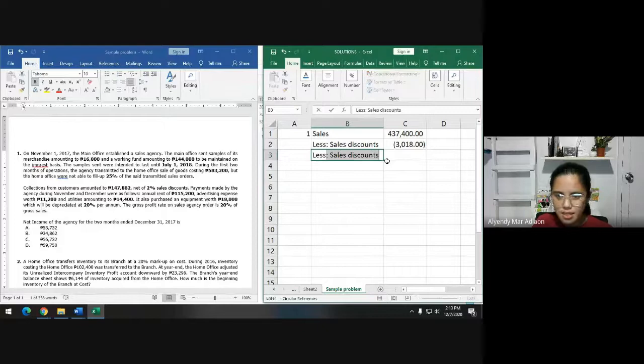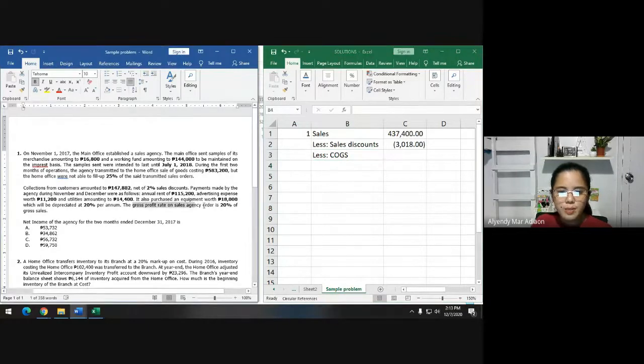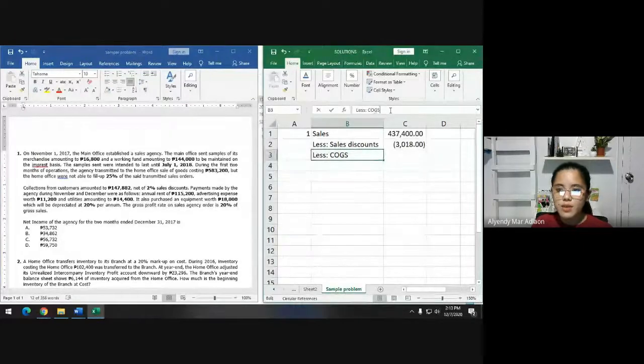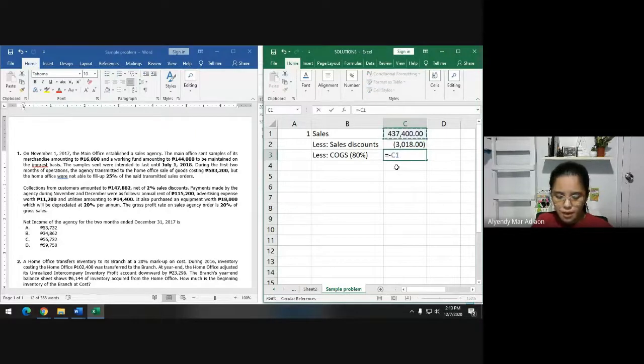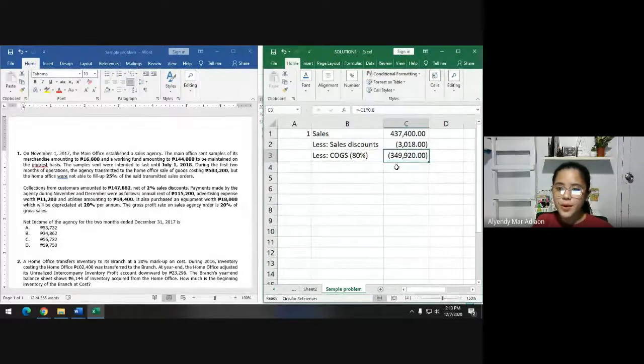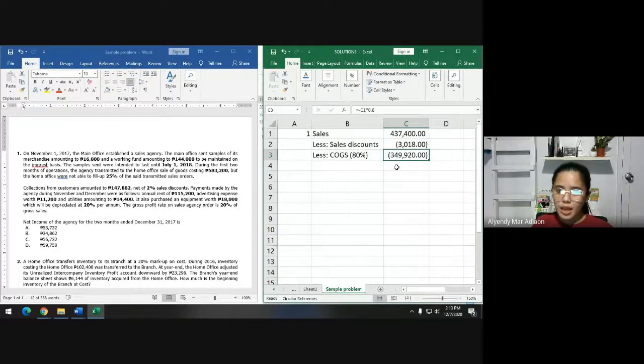So next is the cost of goods sold. So how much is the cost of goods sold? Since the gross profit rate is 20% of the gross sales, that means that the cost of goods sold is 80%. So we simply get the 80% of the gross sales. So that would be 437,400 multiplied by 80%. So that is 349,920. Okay, so after this one, you will get the gross profit.